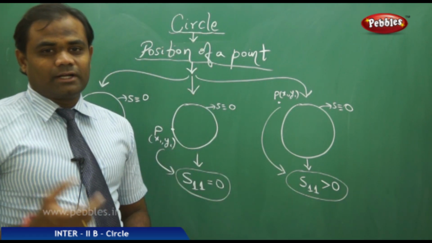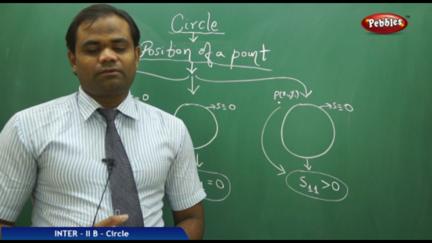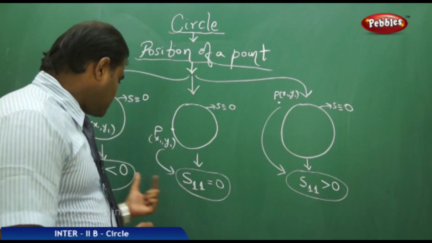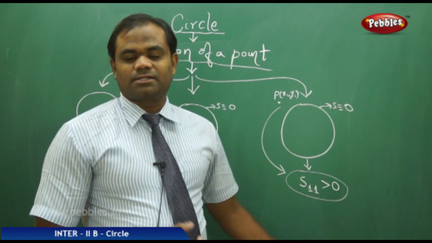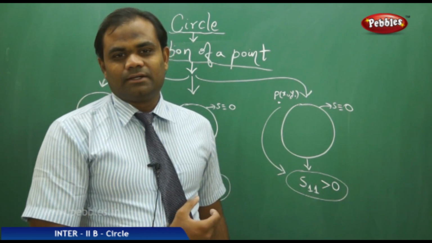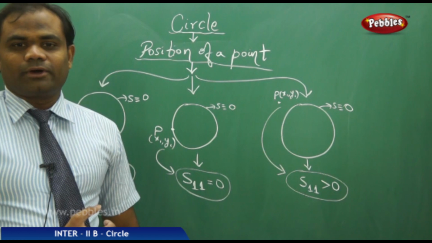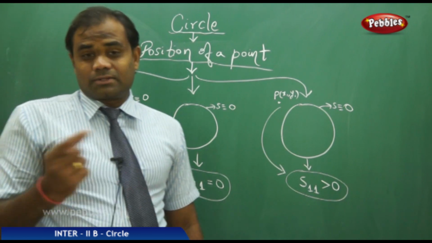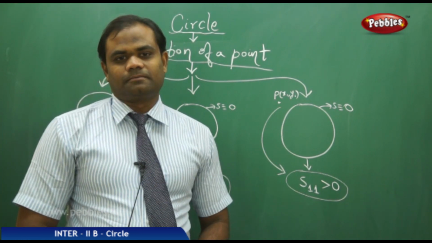Therefore, if I give a point and a circle and I want to know the position of the point, I can just find the sign of S11, and the sign of S11 will decide the position of the point, whether inside the circle, outside the circle, or on the circle.